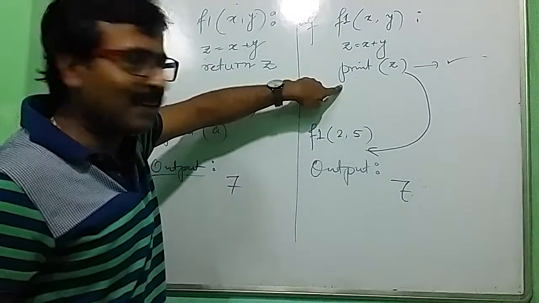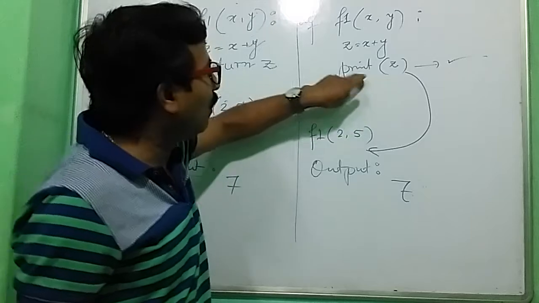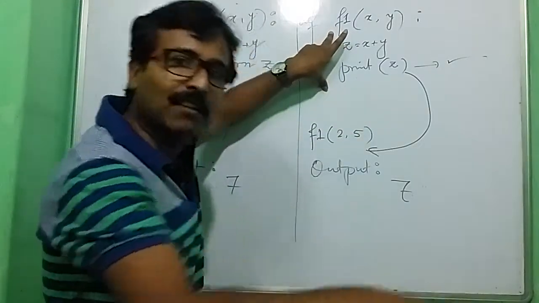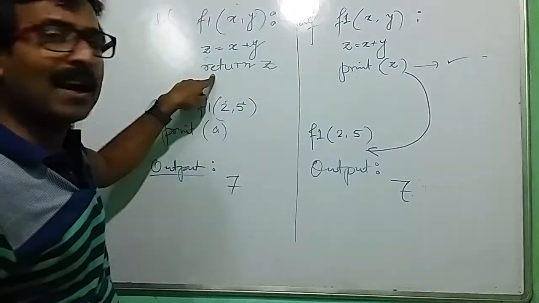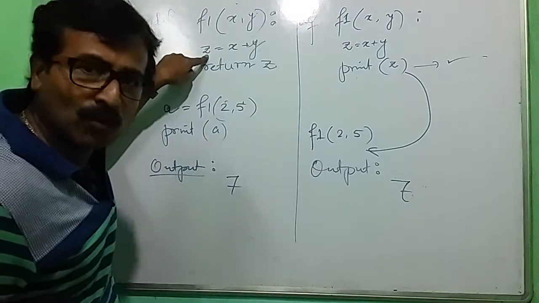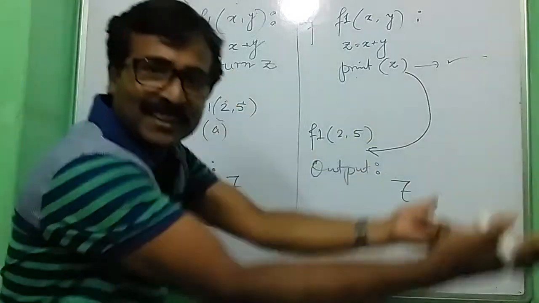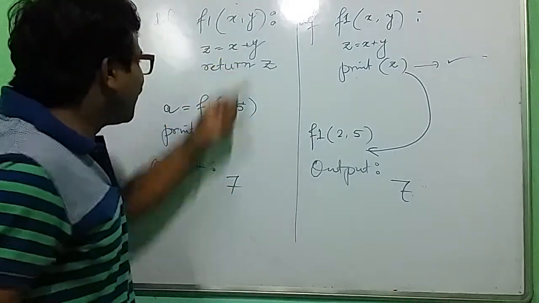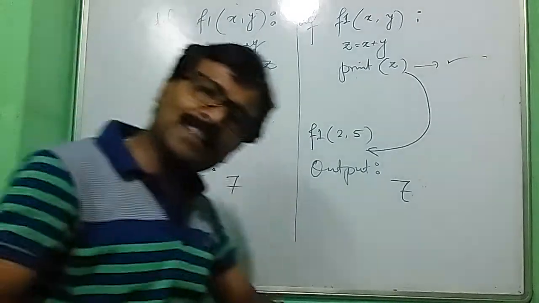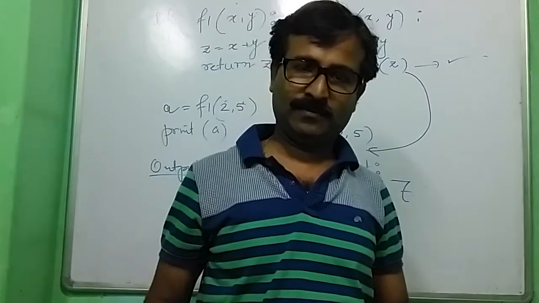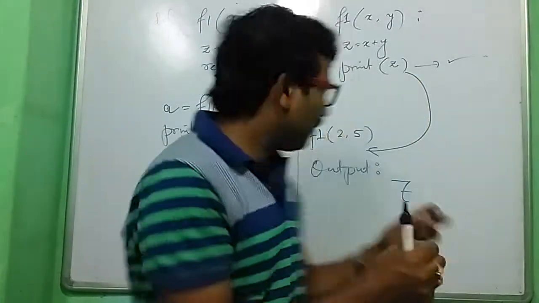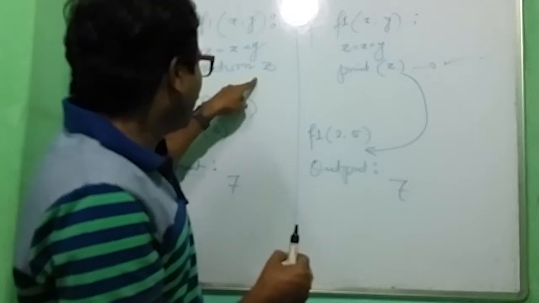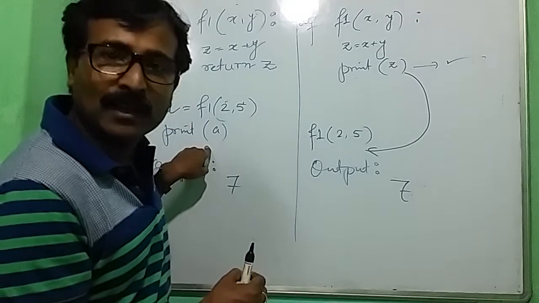But over here what happened? The value got displayed in the body of the function itself. But over here what happened? The result that I got over here is being returned. Now where is it returned? It is returned to the place from where the function is called. That is, the value z, the variable, is being returned to the calling part.